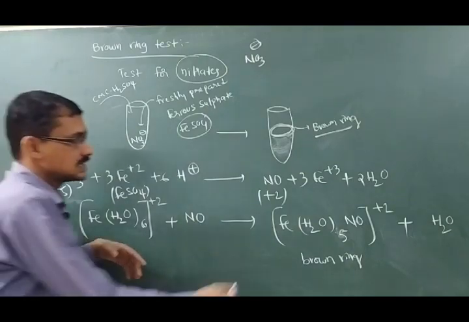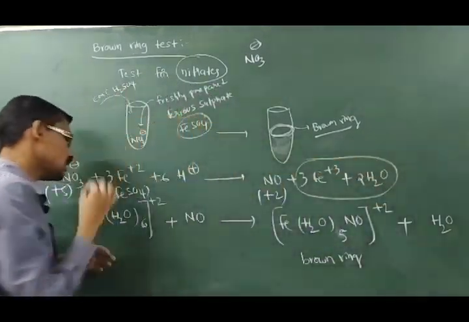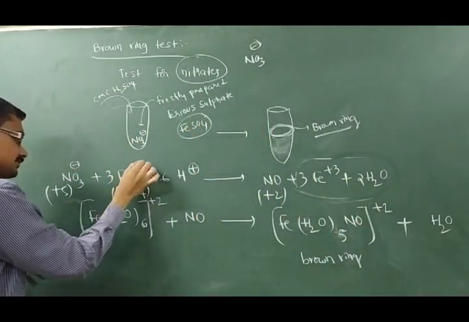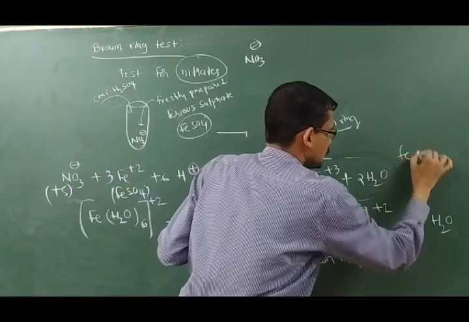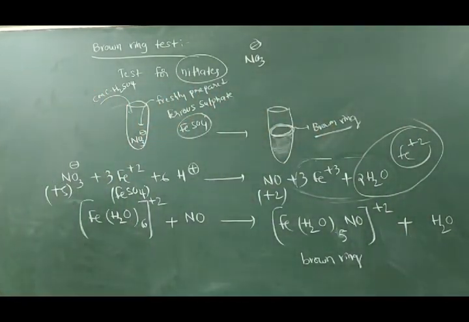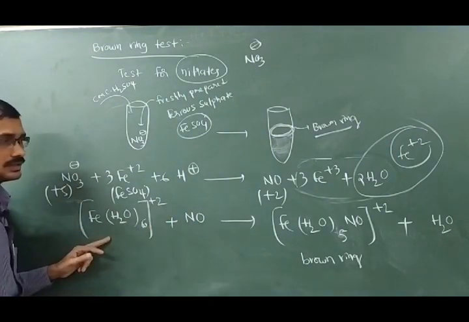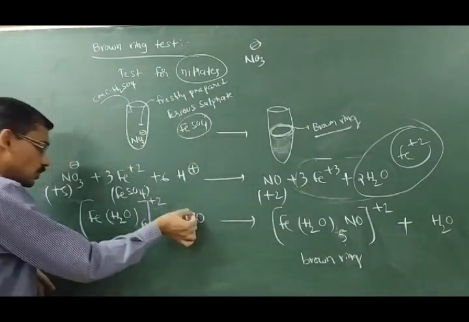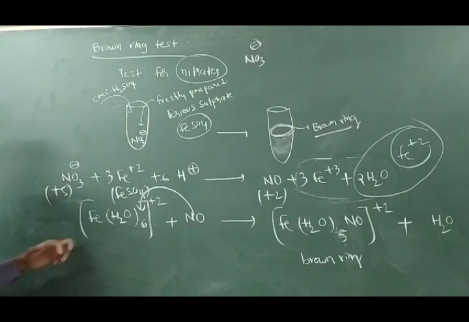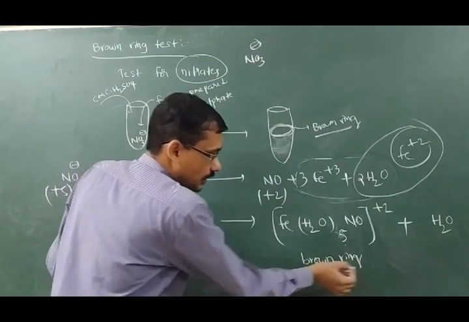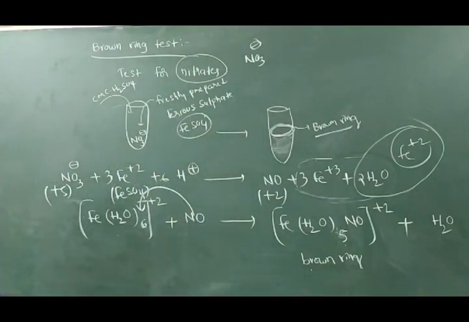After this, what happened? This Fe plus 2, I will take again, from ferrous sulfate, will again react with whatever water is formed in this case. Now this will react with nitric oxide, so that we are going to get here what? Iron loses one water molecule, and this NO acts as a ligand and enters into the complex compound. Because of the nitric oxide entering into this complex compound, we get the brown ring. This is the test for what? Nitrate actually.